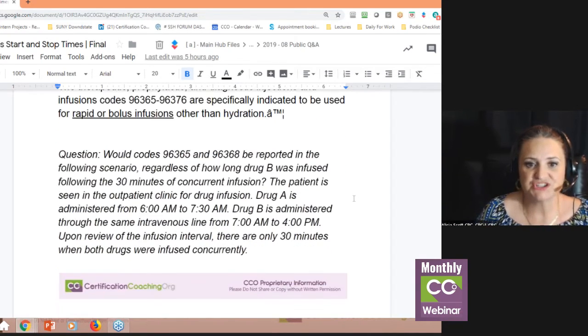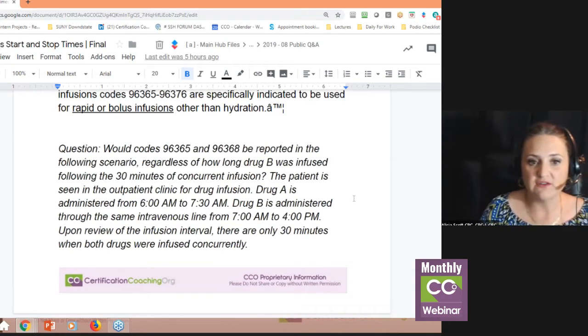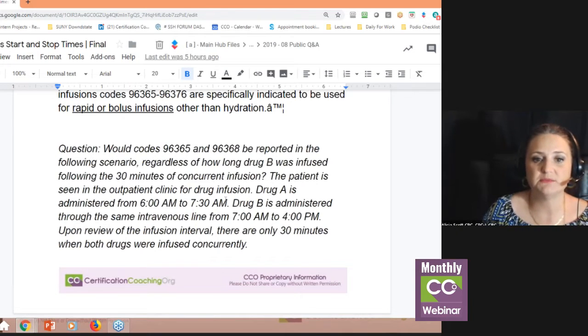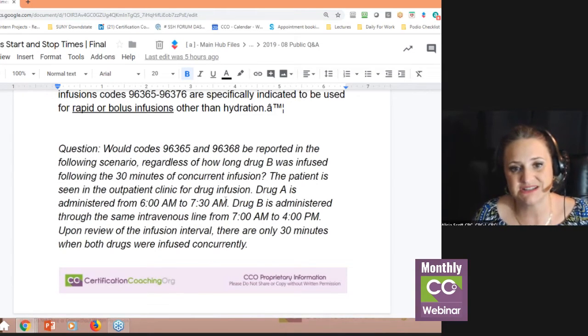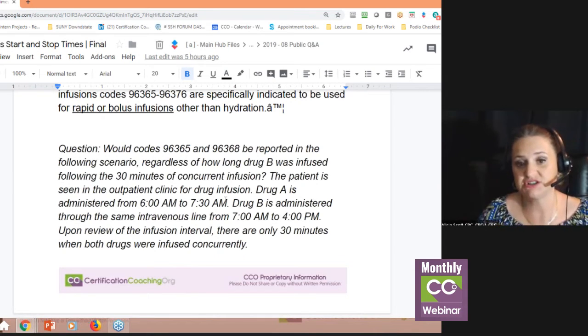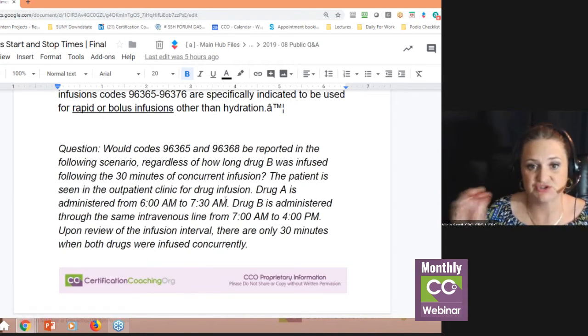Now, this is a question that came up that involved these codes. This isn't the question the person asked. This came off the CPT Assistant, and I thought it was pertinent, though a little bit different. So if you're going to use codes 96365 and 96368, and you're going to report them in the following scenario, it says it doesn't matter how long drug B is infused. So let's just say, we're not saying what drug B is. It's drug B, if it's following the 30 minutes of concurrent infusion.